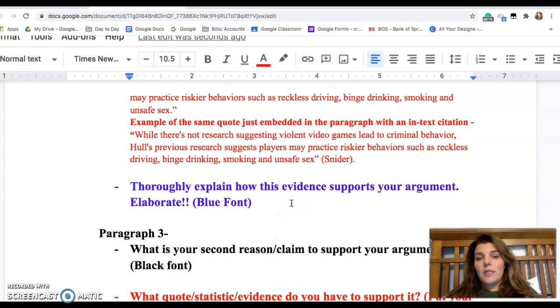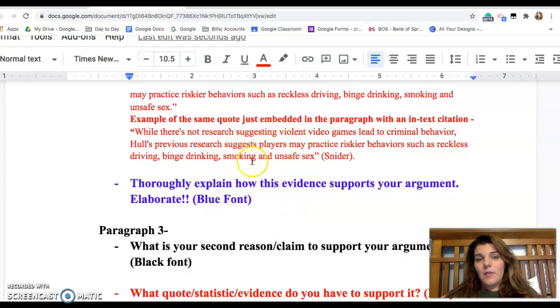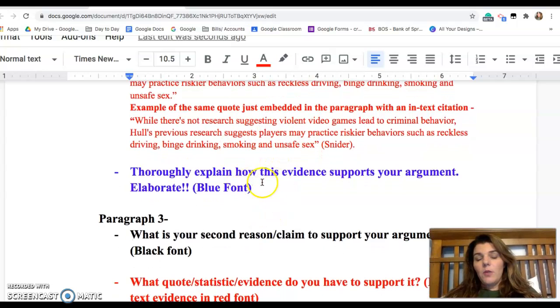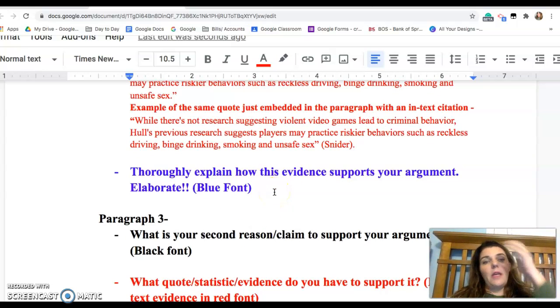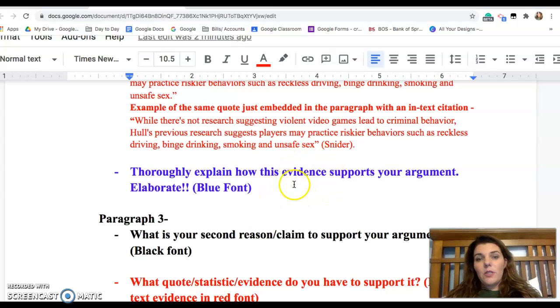So let's say this was your text evidence, and you were saying that it doesn't cause criminal behavior, but it leads to these riskier behaviors. When you elaborate, you might go into detail about how it's not worth it if it's going to give teens ideas such as that it's okay or it's cool to be reckless and drive crazy, or to binge drink, or that smoking even appears to be appealing. You're really going to drive home how toxic this is if you were using this text evidence.